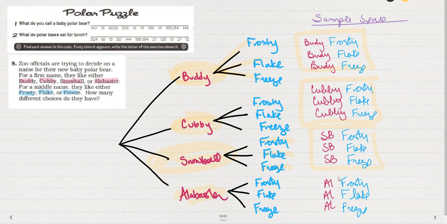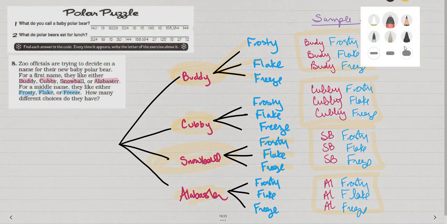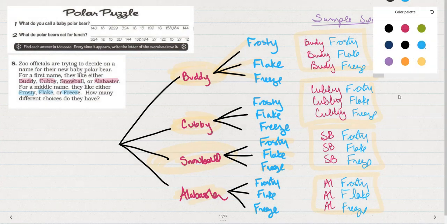And then finally, if Alabaster is the first name, his or her name could be Alabaster Frosty, Alabaster Flake, Alabaster Freeze. Do you see how many there are total? If we count them, 3, 6, 9, 12. It looks like there are a grand total of 12.